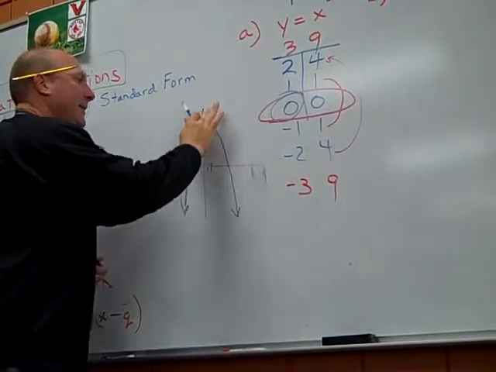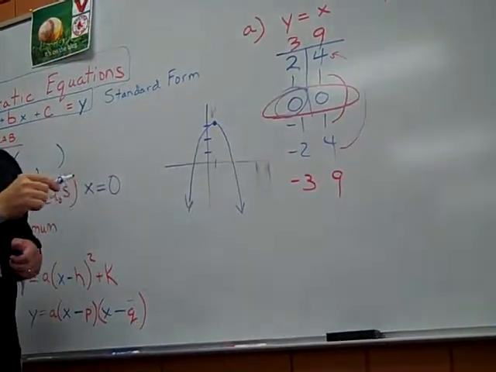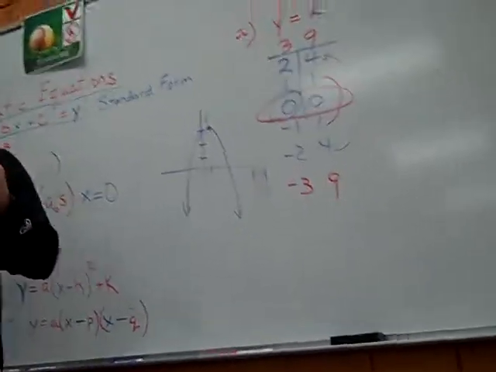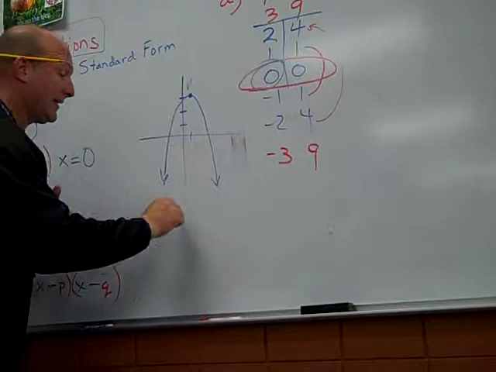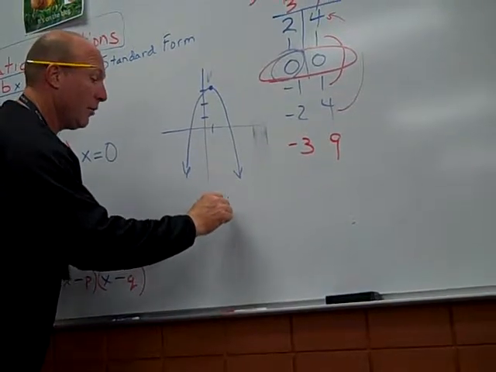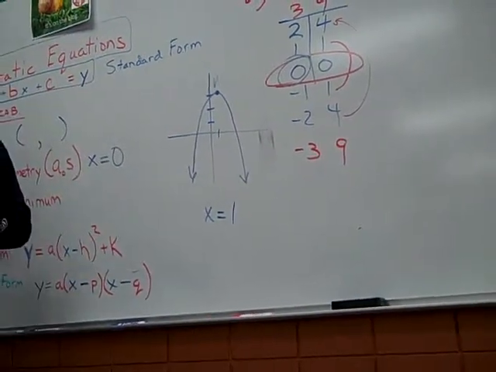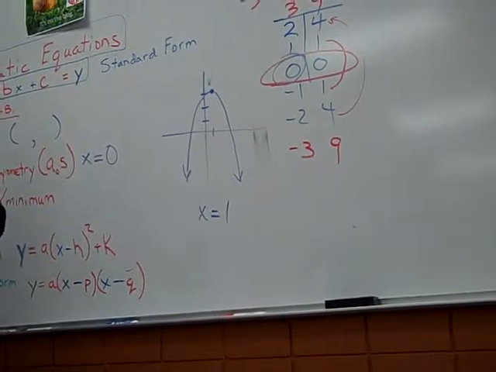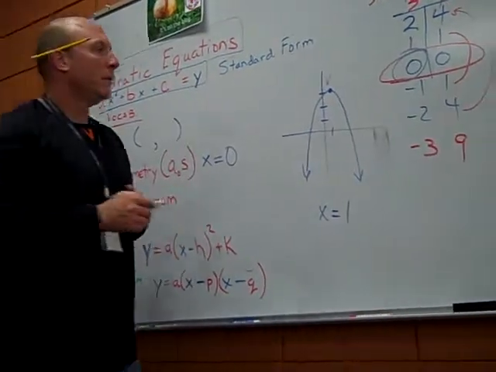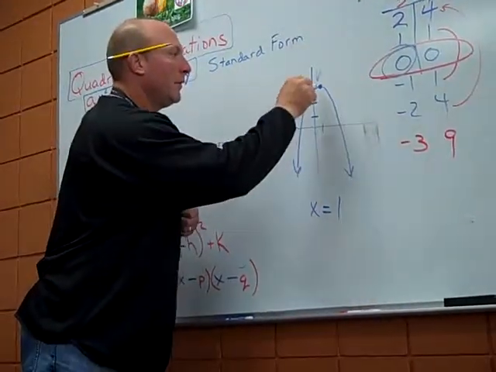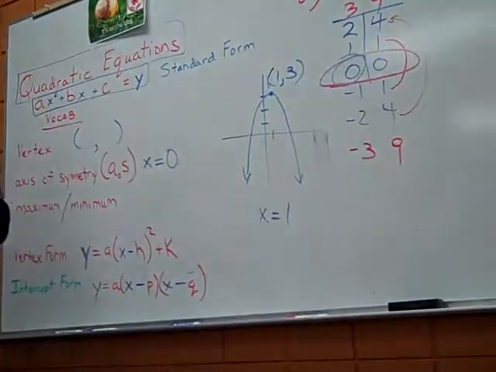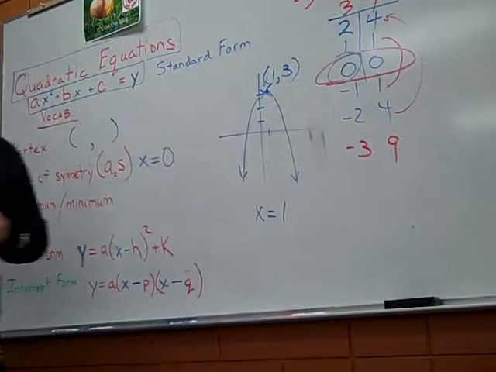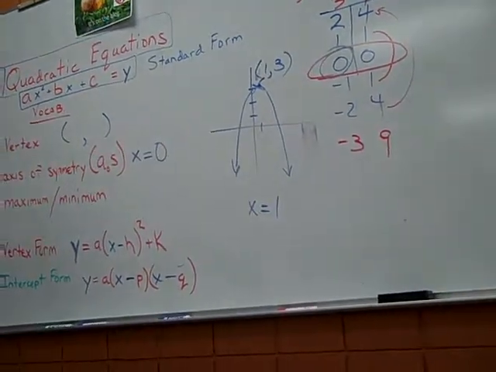what's my axis of symmetry? Now, it's a vertical line. How do you write the equation for a vertical line? X equals 1. What's your vertex? 1, 3. That's your vertex. So we can find the vertex right away by looking at a picture.